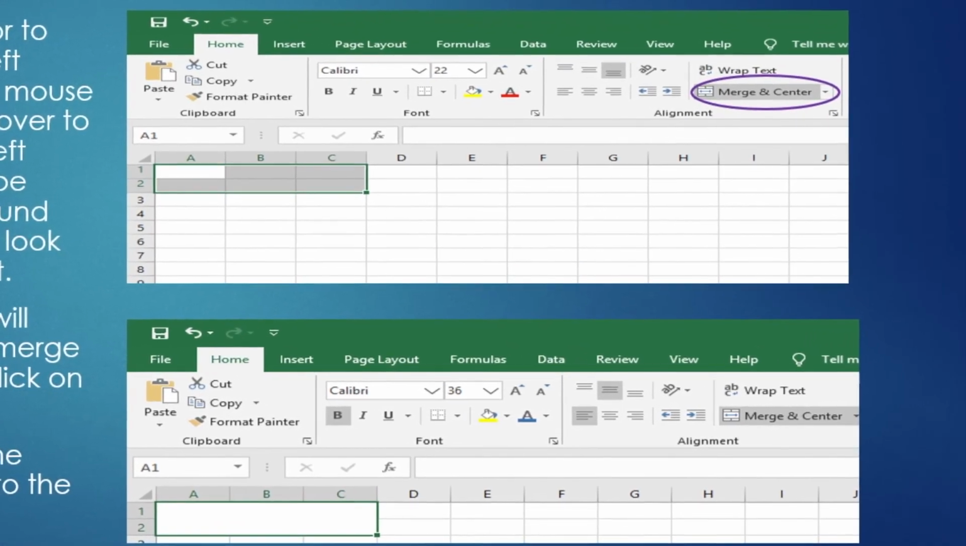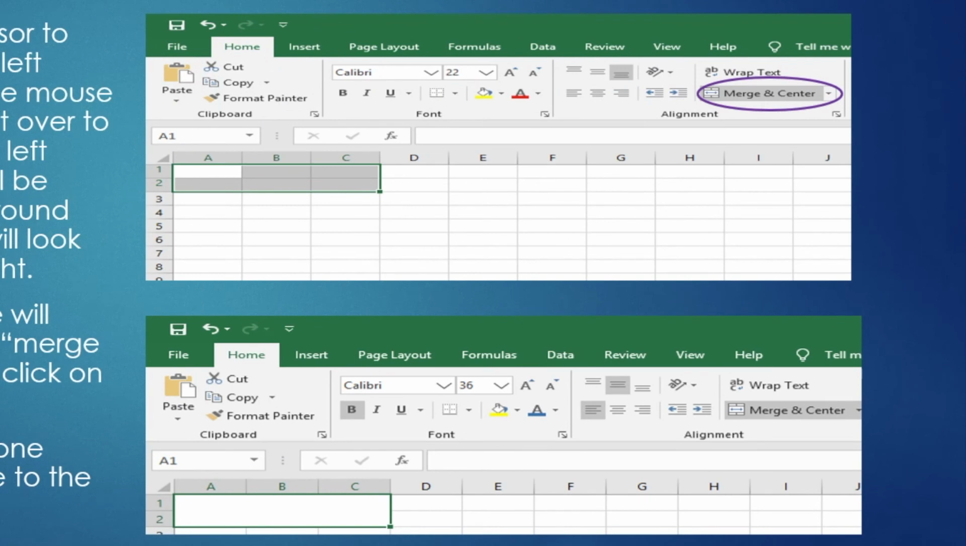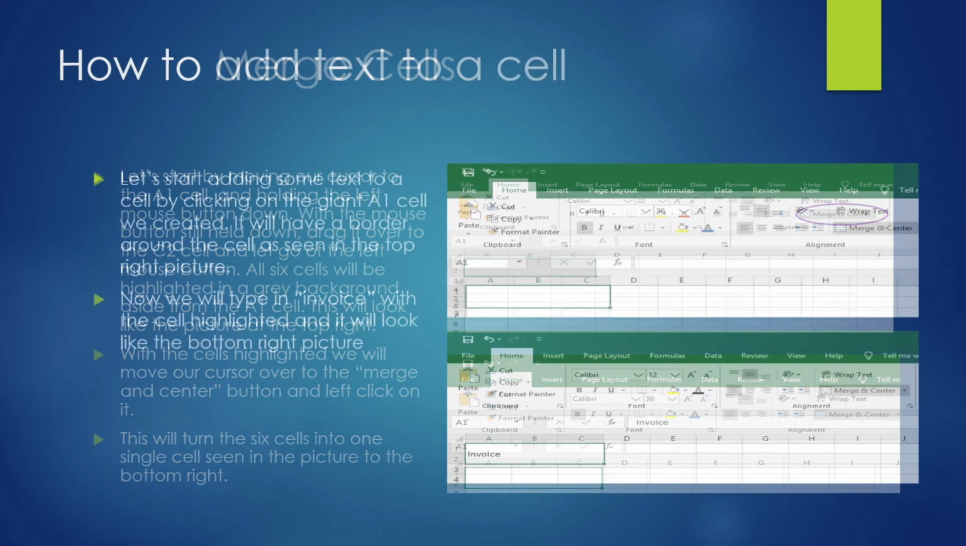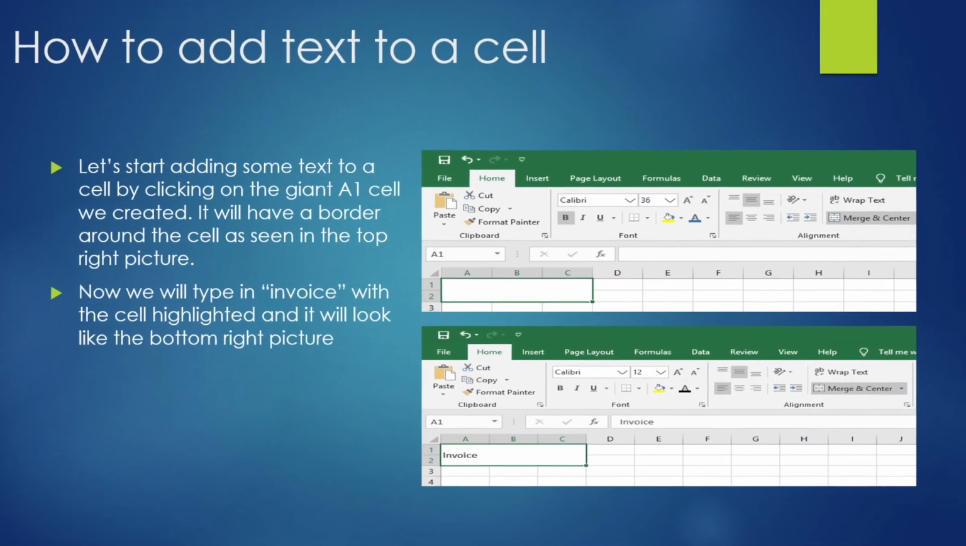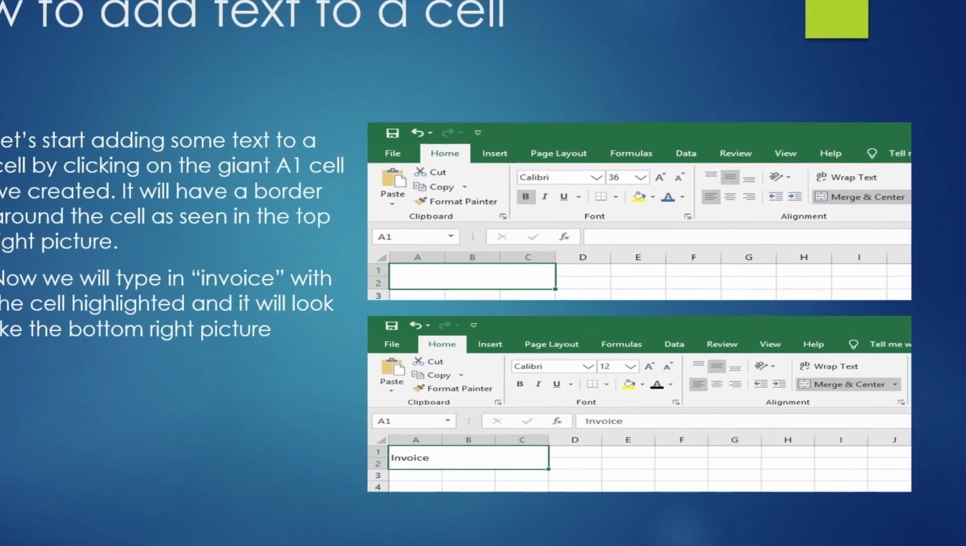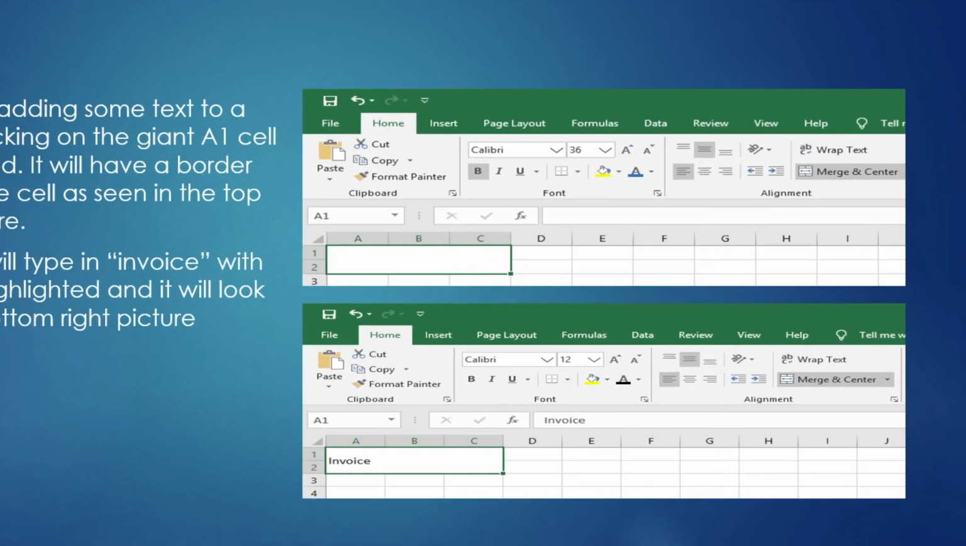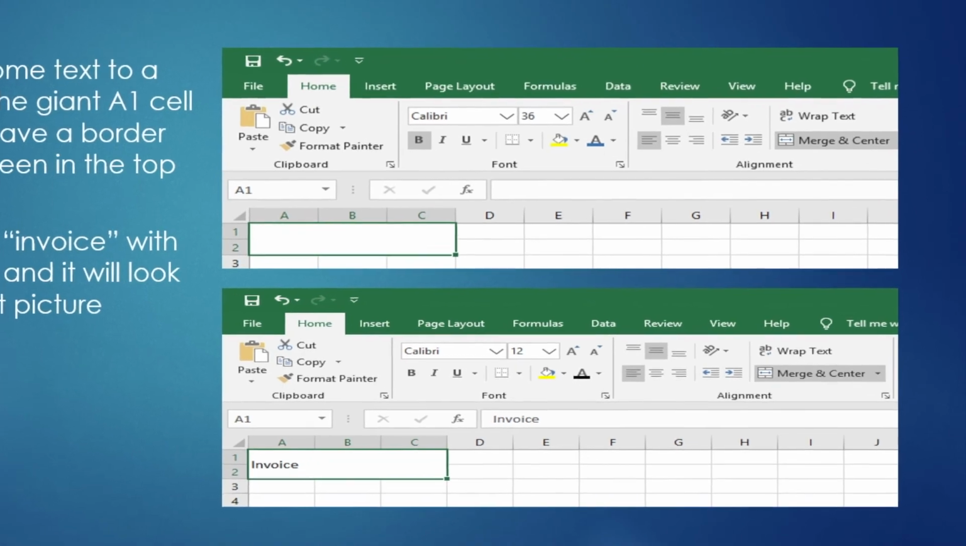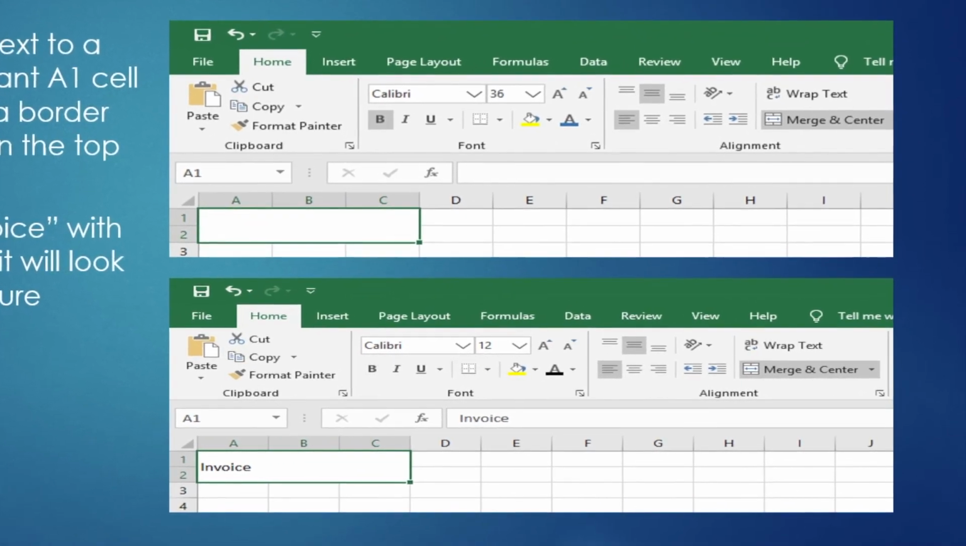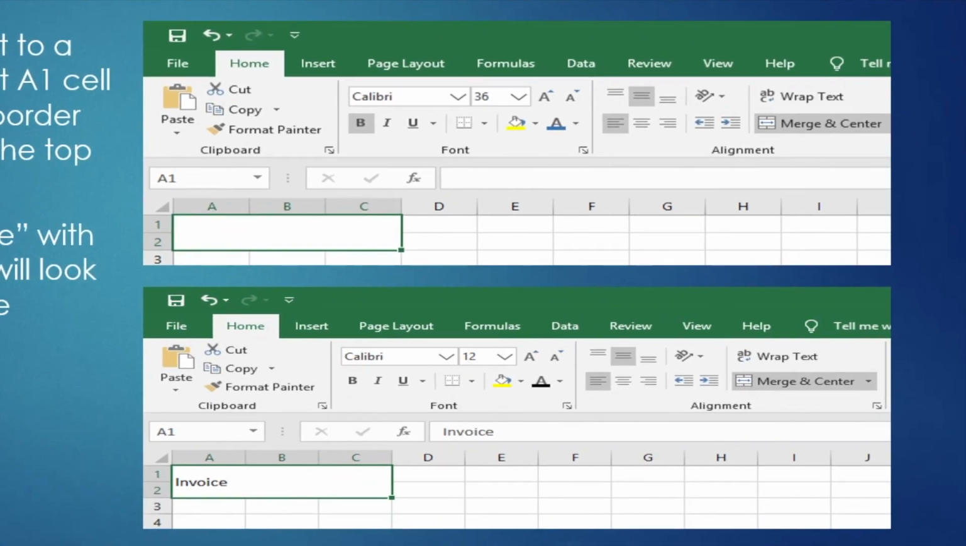With the cells highlighted, we will move our cursor over to the Merge and Center button and left-click on it. This will turn the 6 cells into one single cell seen in the picture to the bottom right. And now, let's start adding some text to a cell by clicking on the giant A1 cell we created. It will have a border around the cell as seen in the top right picture. Now we will type in invoice with the cell highlighted, and it will look like the bottom right picture.